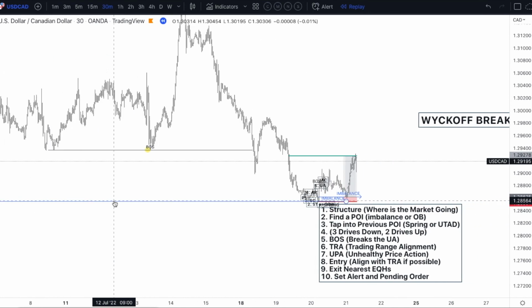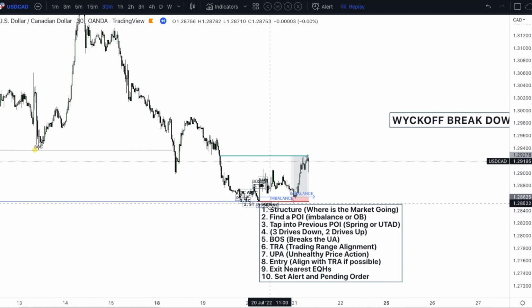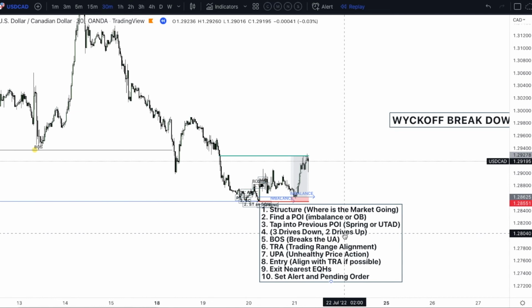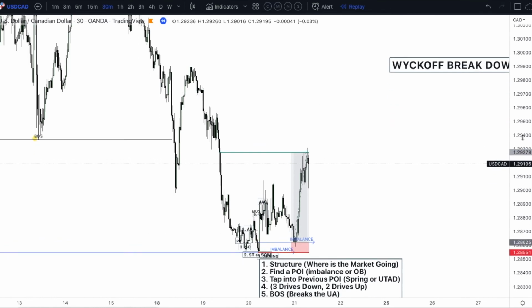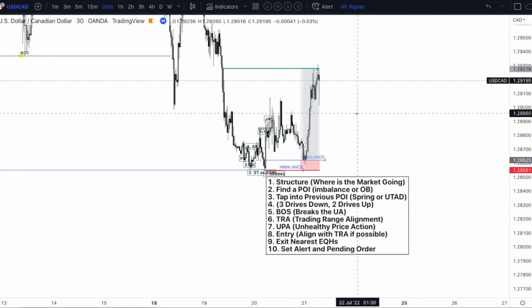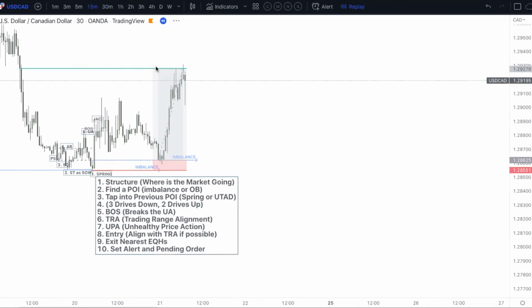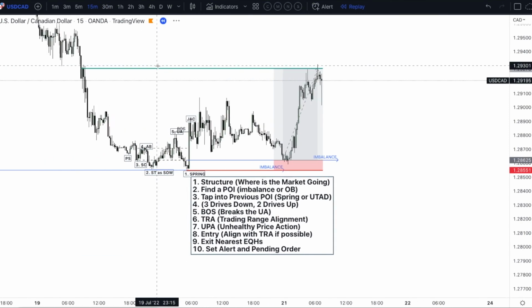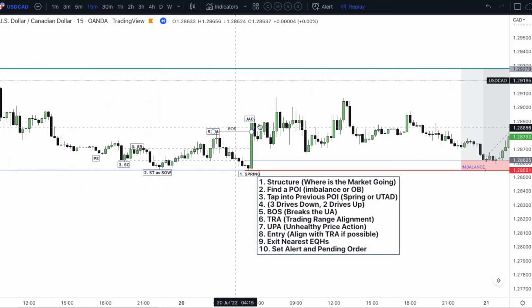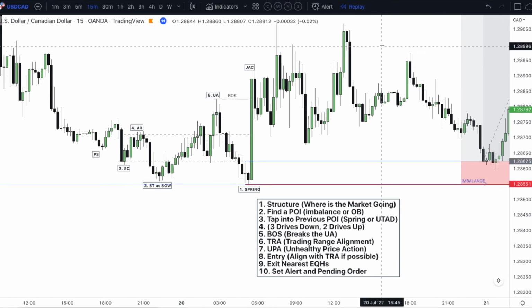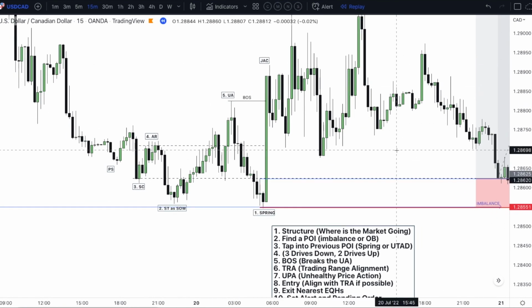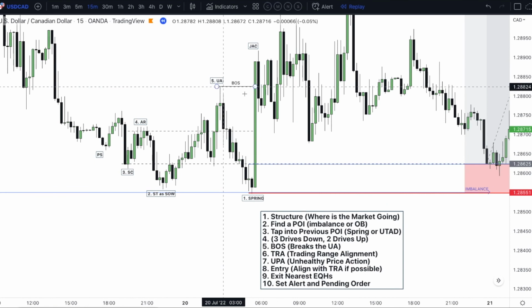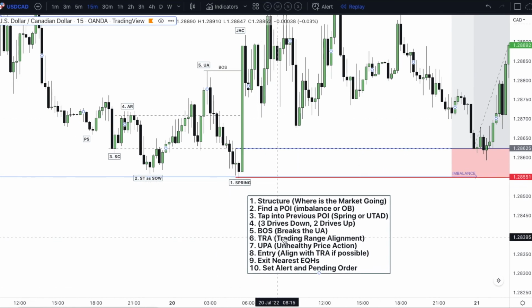This imbalance, and then from there we would drop down to a smaller time frame to look and see if we saw 3 drives down and 2 drives up. Okay, we wanted to make sure that we had a break of structure, which broke our UA. Let's go ahead and break it down to a smaller time frame so we can see that. Make sure we have everything that's aligned. We had a break of structure that broke our UA. From there, we wanted to look for trading range alignment, which we had in this area here.